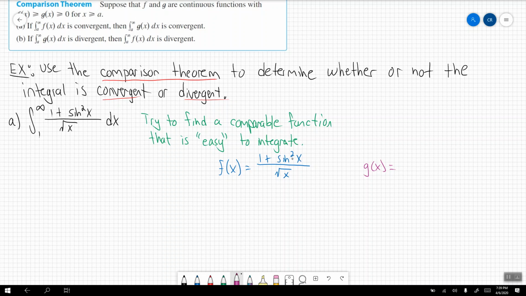What's the largest this could be? Well, the largest that sine could be is 1, so 1 squared is 1, which means the numerator can be 2 at most.